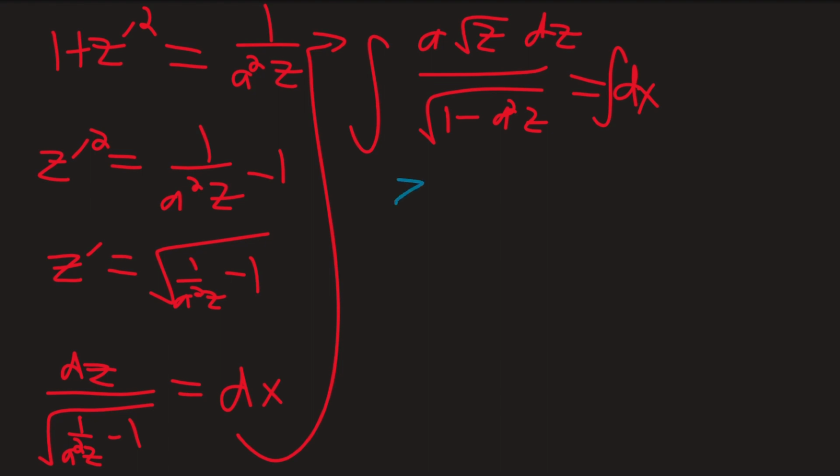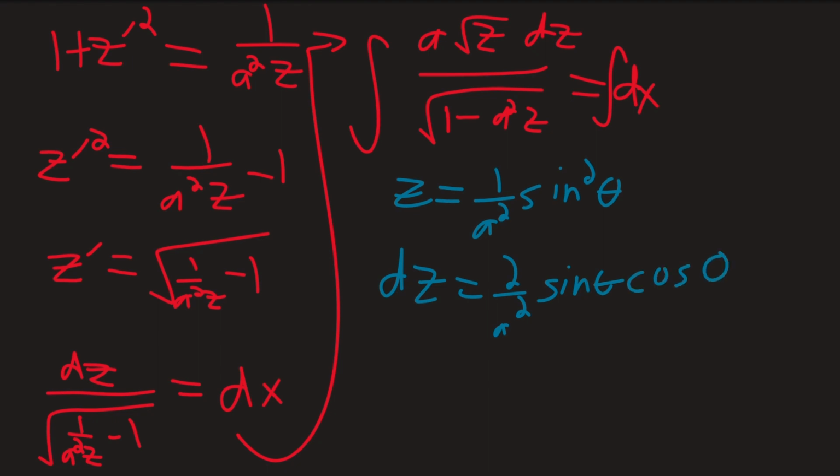What is slightly more exciting though is a use of trig substitution. We're going to let z equal, not a squared, pardon me, 1 over a squared sine squared theta. This might seem a little bit weird, why we'd want to do that, but the answer lies in the fact that this right here will simplify to just a cosine term, and the numerator will also just simplify to a normal sine term. And dz is just equal to 2 over a squared sine theta cos theta.